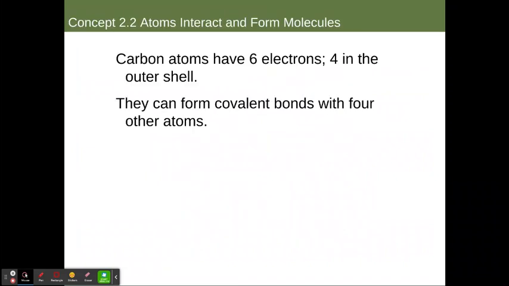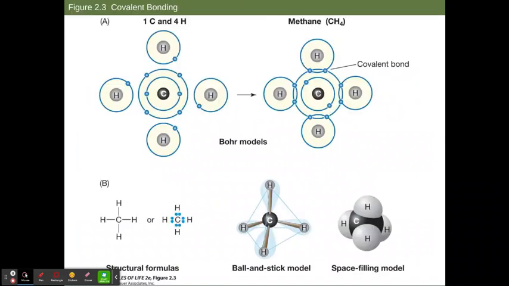So carbon atoms have 6 electrons, 4 in the outermost shell. They can form covalent bonds with 4 other atoms. Now, figure 2.3b on page 21 shows how carbon can do this.